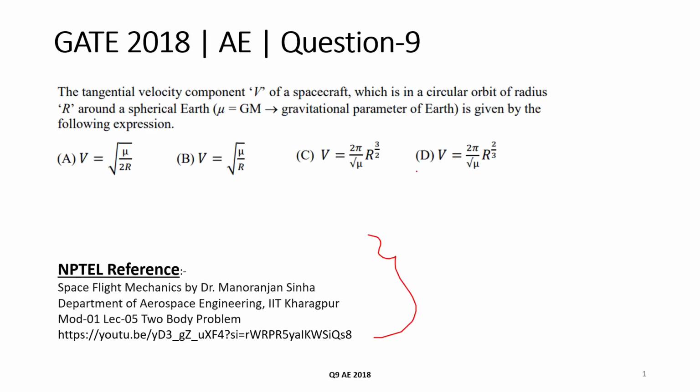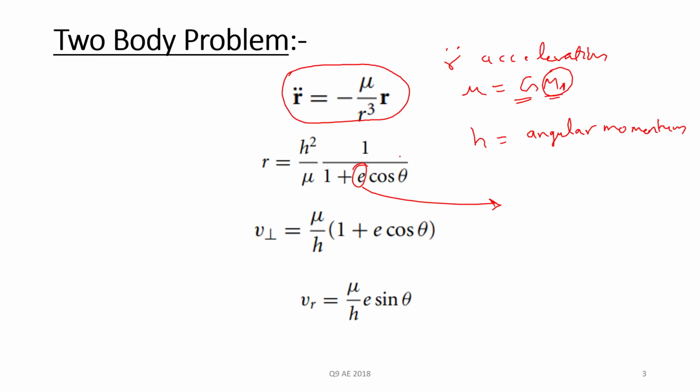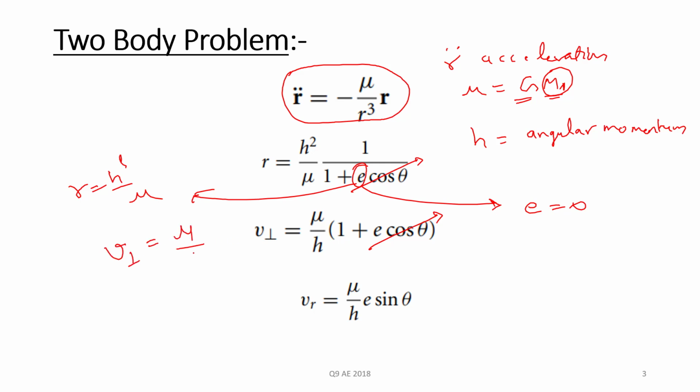For a circular orbit, the value of e is 0. If you put e equal to 0 here, this term will be 0, so we will get r equal to h square upon mu. Similarly, in the perpendicular velocity, this term will be 0, and we get v perpendicular equal to mu upon h. And in the radial velocity, if we put e equal to 0, it will be 0. So the radial velocity is 0, and the net velocity will be equal to the perpendicular velocity, which is mu by h.